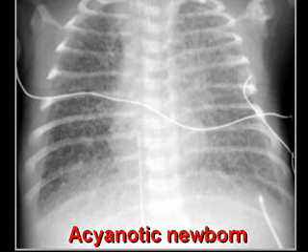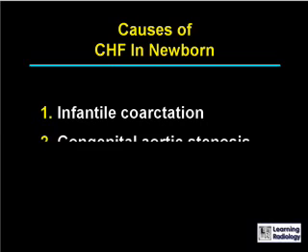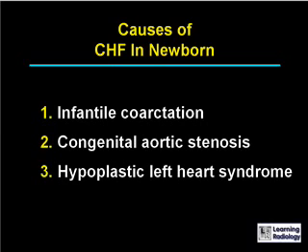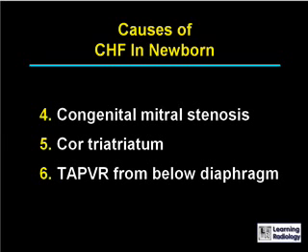This is the next differential diagnosis. Pause the player. The differential diagnosis is for causes of congestive heart failure in the newborn. There are 6 major causes. Pause the player. The 6 major causes of congestive heart failure in the newborn include infantile coarctation of the aorta, congenital aortic stenosis, hypoplastic left heart syndrome, congenital mitral stenosis, cor triatriatum, and total anomalous pulmonary venous return from below the diaphragm.